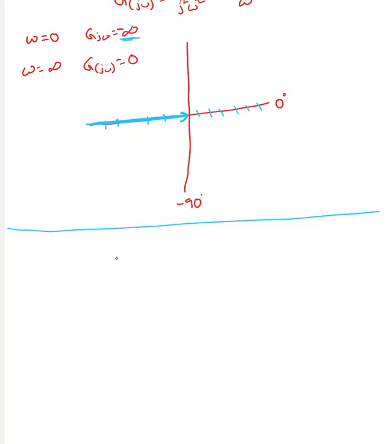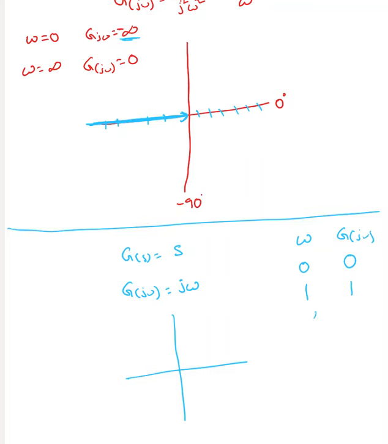Now another example, say if I have g of s equal to s. Okay, so basically g of j omega equals j omega. s is nothing but j omega. Okay, when I draw the graph, so basically if we look at omega value and gj omega values, if omega equals 0, what is gj omega? 0. If omega equals 1, gj omega equals 1. If this is infinite, this value equals infinite.